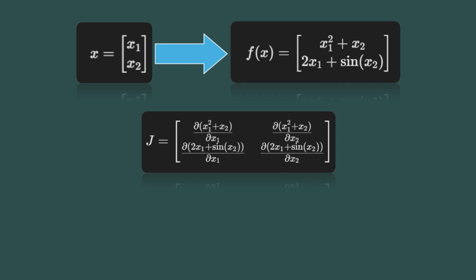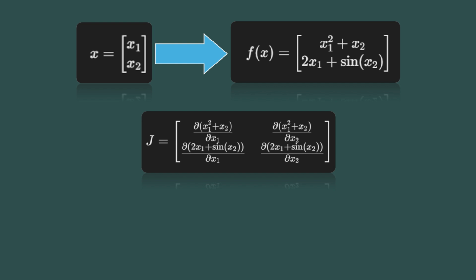In the first row, the first entry is the derivative of the first output with respect to the first input, and the second entry is the derivative of the first output with respect to the second input. In the second row, the first entry is the derivative of the second output with respect to the first input, and the second entry is the derivative of the second output with respect to the second input.